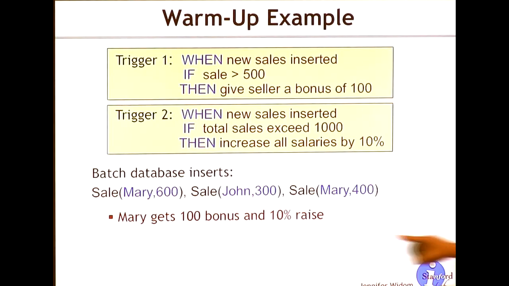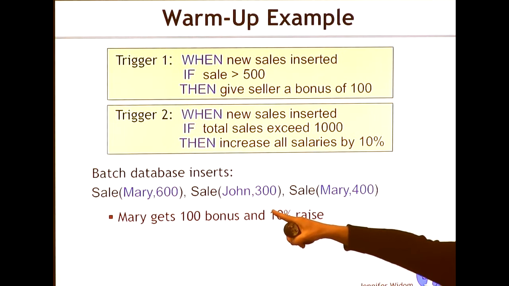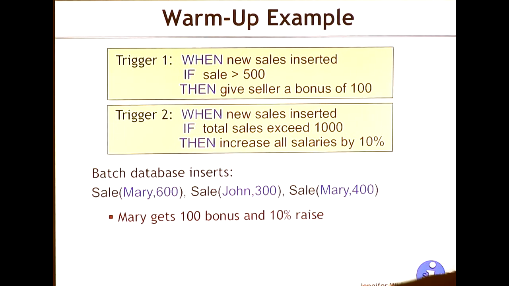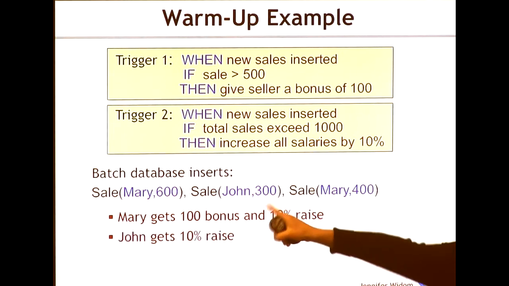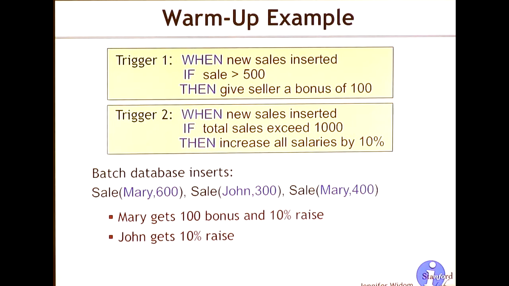This one is not hard. Mary gets 100 bonus because she had a sale greater than 50, and then both get a 10% raise because after the last sale, it went over 1,000. And I think we're all in agreement that that's what would happen with this. This is the easy example.